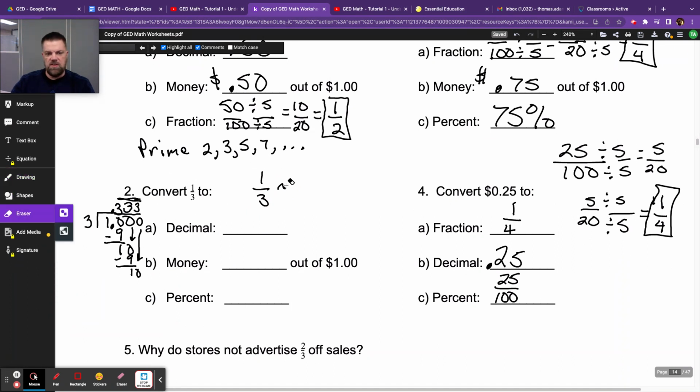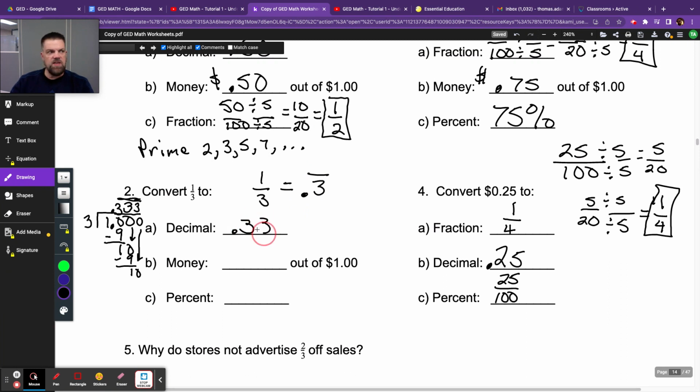So 1 over 3 is, well, it's not approximately, it actually equals 0.3 repeating. The pattern just repeats. So as a decimal, we would say 0.33 repeating. Now I did that on purpose that way because for money, we're just going to say it's 33 cents. And as a percentage, we're going to say 33.3 repeating percent.